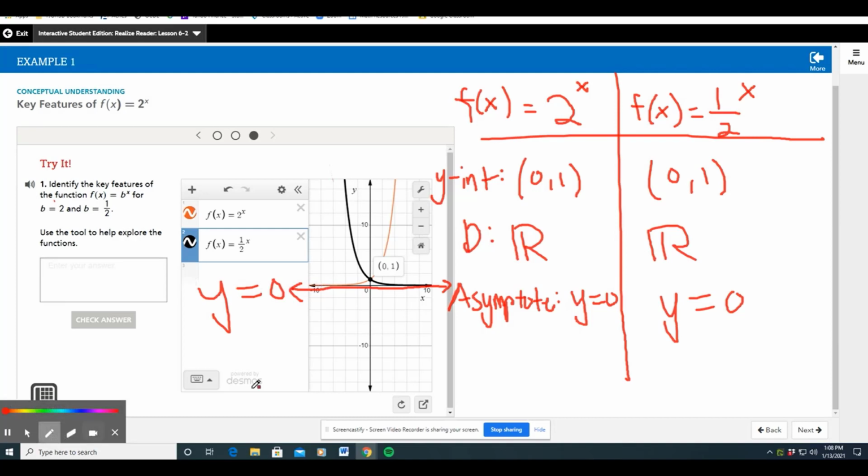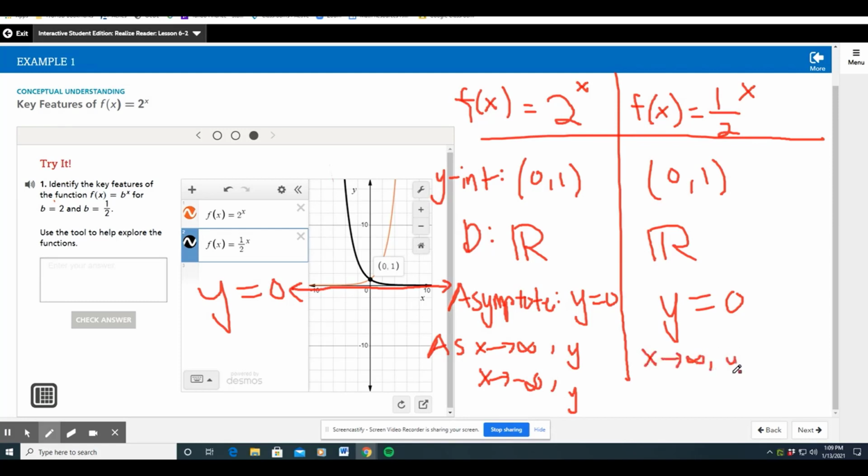And then the last thing is as x approaches positive infinity and as x approaches negative infinity, what's happening to your y values? Where is y going? And the same goes here. As x is going to positive infinity, where is y going? As x is going to negative infinity, where is y going?